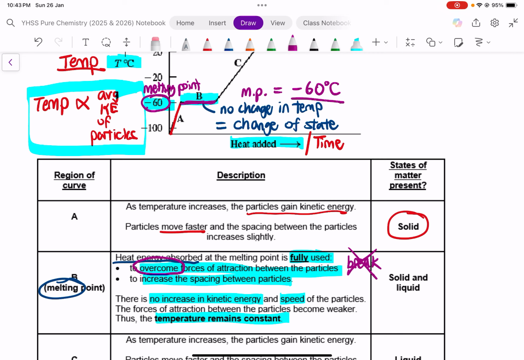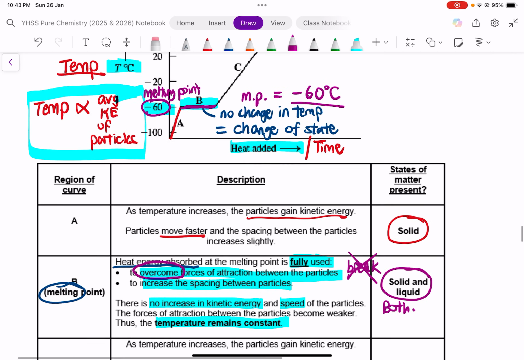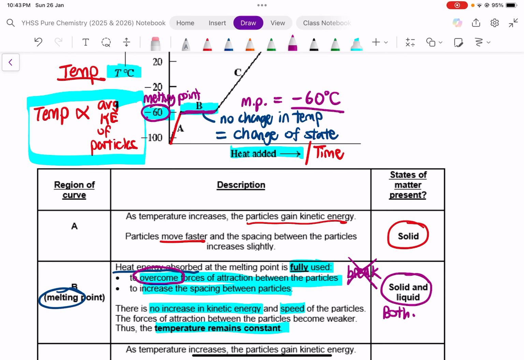This means that during melting itself, we have both solid and liquid coexisting in equilibrium. So during melting, you don't just have solid, you don't just have liquid, you will have both solid and liquid states present, coexisting together during melting. Okay? And of course, melting will continue and temperature will remain constant until melting is complete.